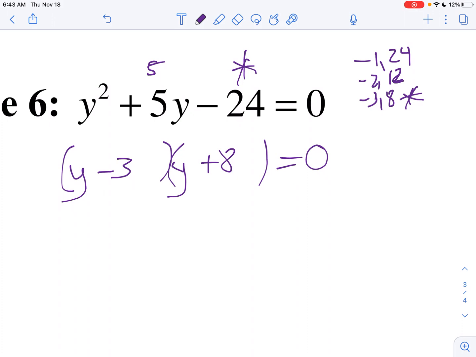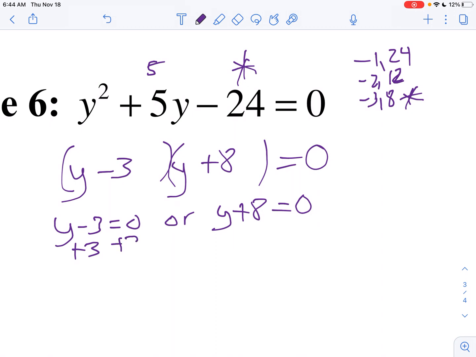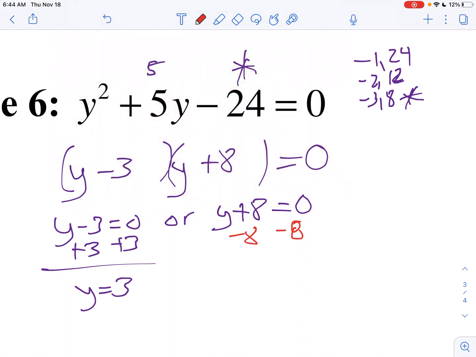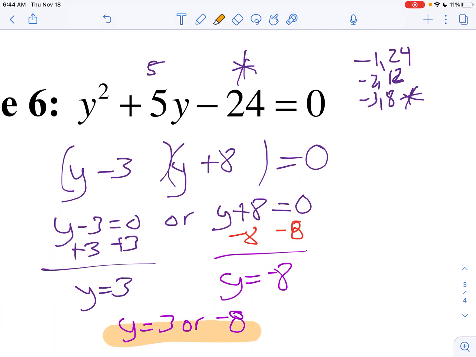Now we do it like we did on example 4. I set each parenthesis equal to 0. So y minus 3 equals 0, or y plus 8 equals 0. We're going to add 3 to both sides, so y equals 3. I'll subtract 8 from both sides. So then we get y equals negative 8. So my answer is y equals 3 or negative 8. So that stuff we learned last chapter is going to come back here. We're going to do a bunch of factoring on this.